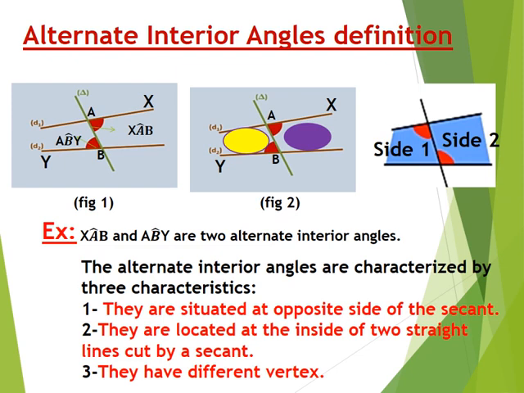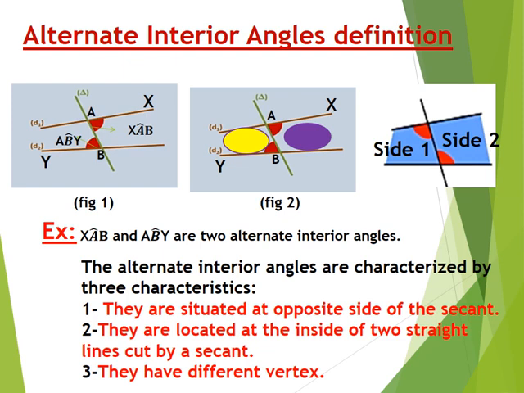So in a brief way, we can say that the alternate interior angles are a relationship between two angles situated at opposite sides of the secant that cuts two straight lines and forms a Z letter. The two characteristics.